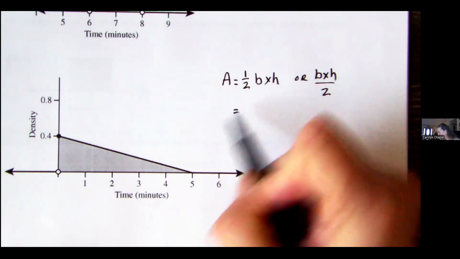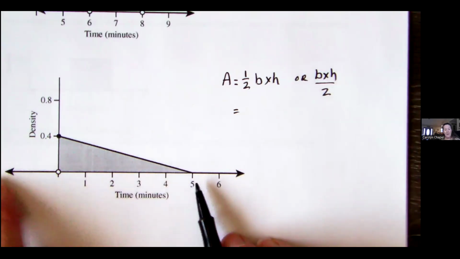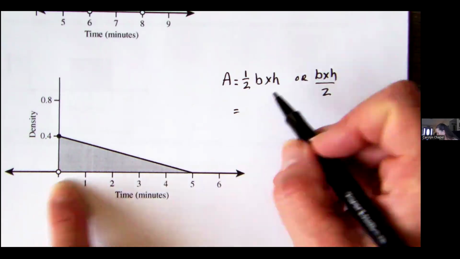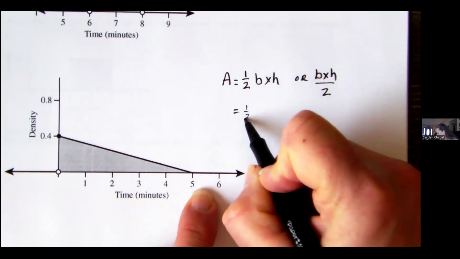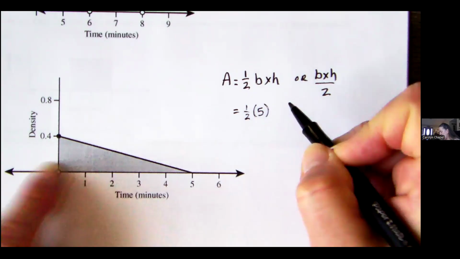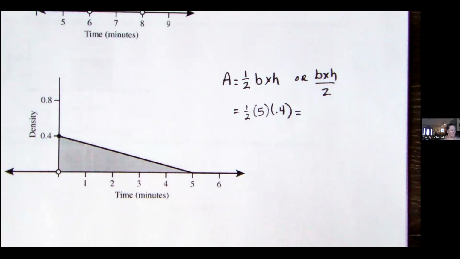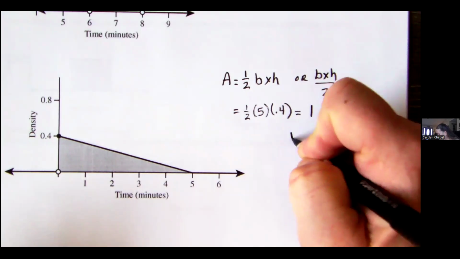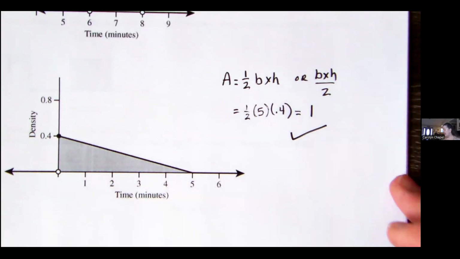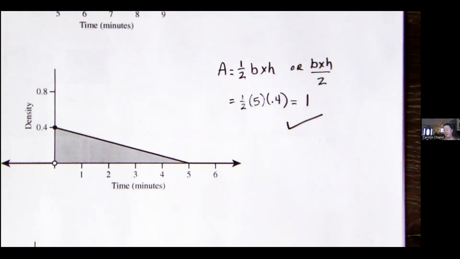And here, for our base, notice we don't have any area outside of 0 to 5. So that is a base of 5. And our height is 0.4. If I get those 3 numbers, drag out my calculator, and multiply them together, I will be getting 1. So this could represent a curve that could be a representation of a density function for some sort of continuous random variable.